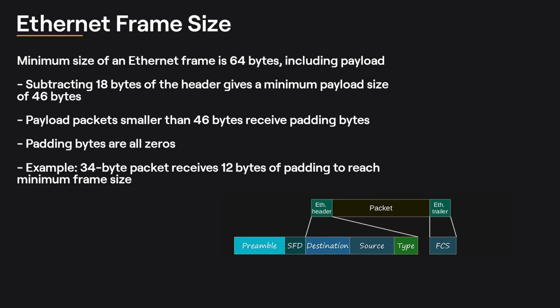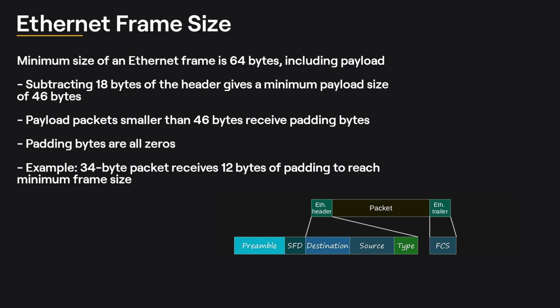So, if we exclude the preamble and SFD, the size of the Ethernet header plus the trailer is 18 bytes. Now let's talk about the minimum size of an Ethernet frame. The minimum size is 64 bytes, including the encapsulated payload or packet. If we subtract the 18 bytes of the header from the minimum frame size, we get 46 bytes. Therefore, the minimum payload size is 46 bytes. What happens if we send a payload packet that is less than 46 bytes? Well, in that case, padding bytes are added to the frame. These padding bytes are all zeros. For example, if you send a 34-byte packet, 12 bytes of padding will be added to reach the minimum frame size.